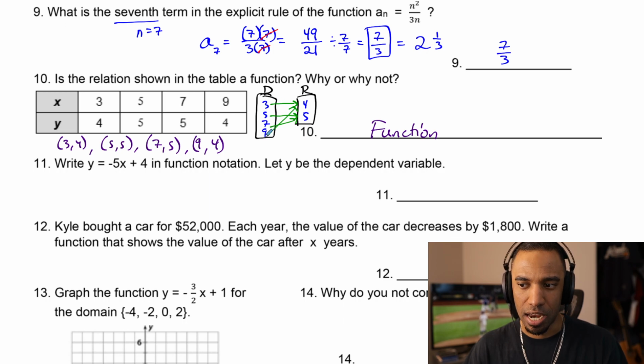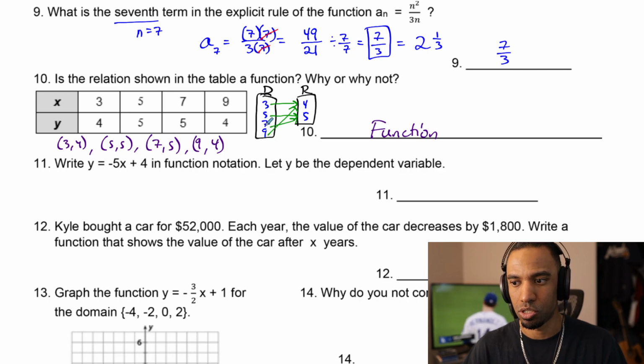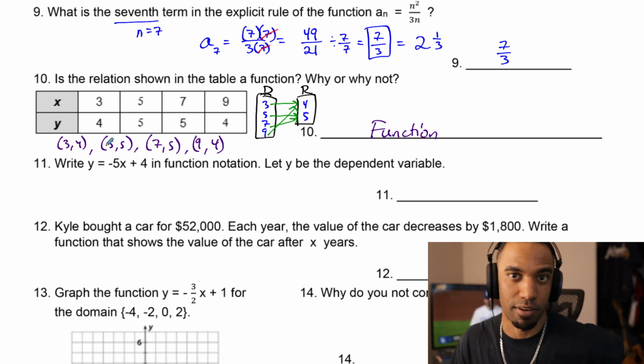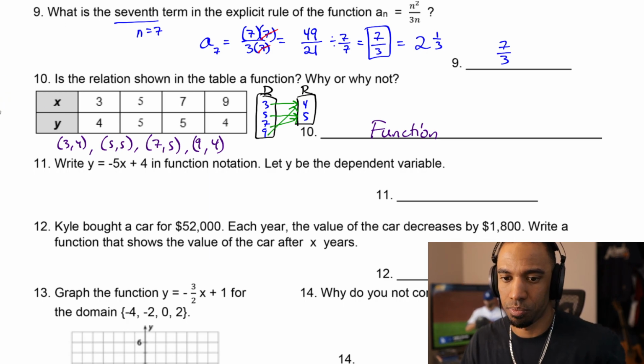Once again, in the mapping diagram, no single domain element goes to 2 different range elements, but 2 different domain elements go to single range elements. That's fine. This one is totally a function right here, guys. That's totally allowed to do. We are good.